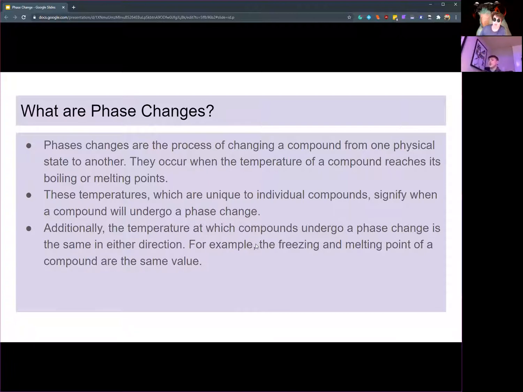And additionally, the temperature at which compounds undergo a phase change is the same in either direction. So the freezing and melting point of a compound are the same value.